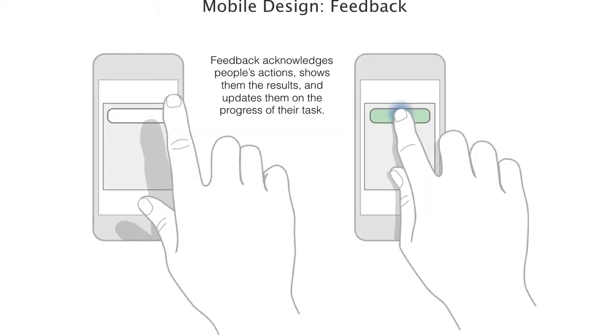Also, giving feedback acknowledges people's actions, showing them the results and updating them on the progress of their task. So what are ways to show feedback? Does it vibrate? Does the button highlight when you touch it?